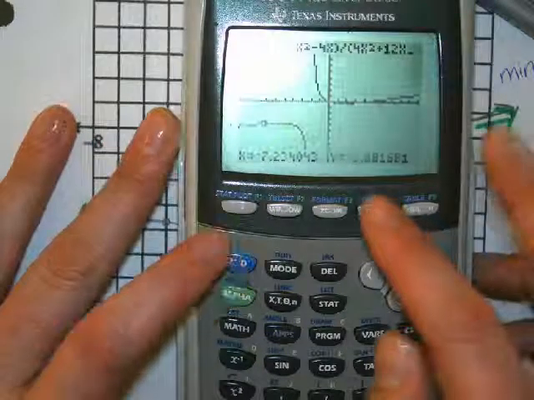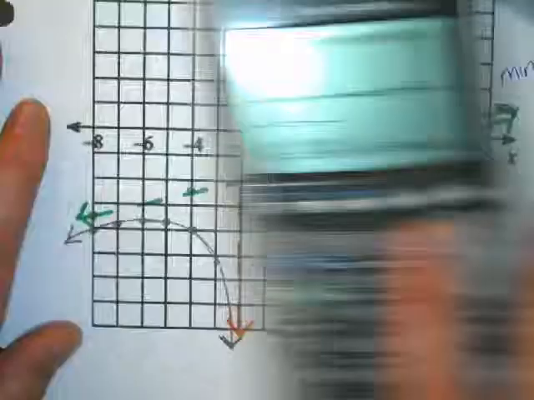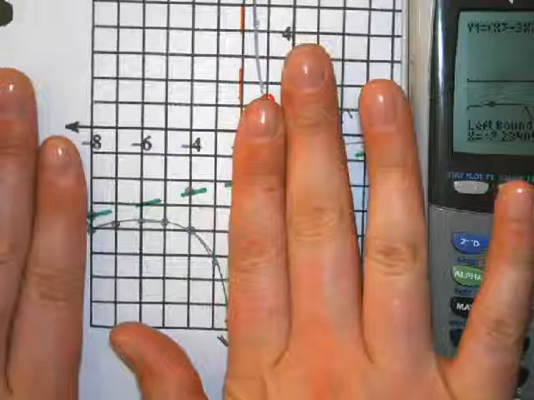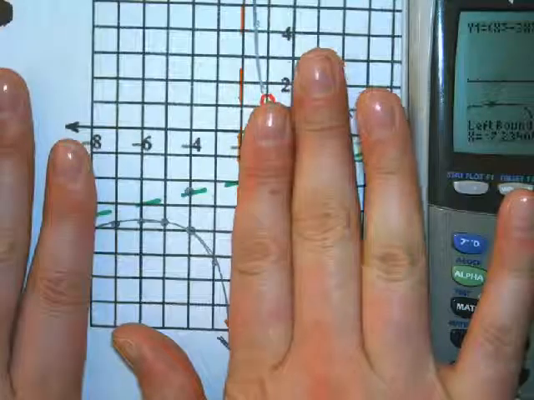So I'm going to do second trace, look for a maximum. And I'm going to check to see if there's a maximum between -8 and -2.